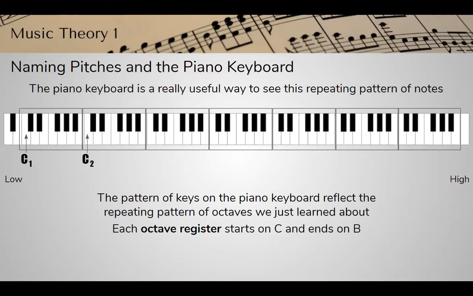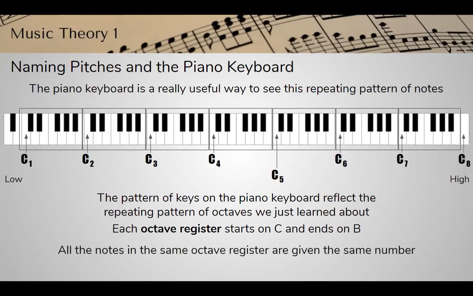And we know that each of those C's will have a different number after it. So the first one will be C1, the next one is C2, C3 is the next one up, then C4, C5, C6, C7, and then all the way at the top of the piano is C number 8.